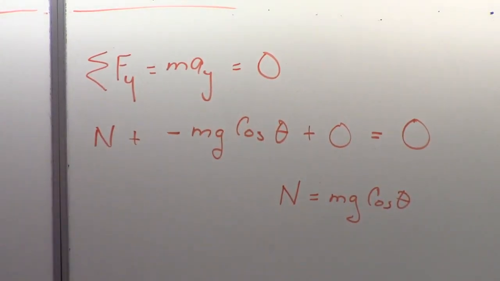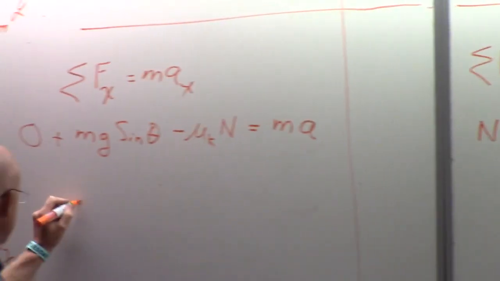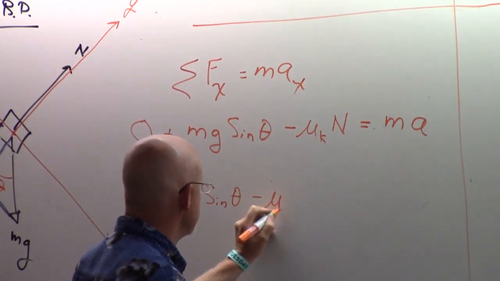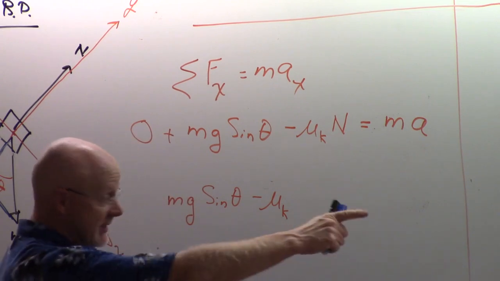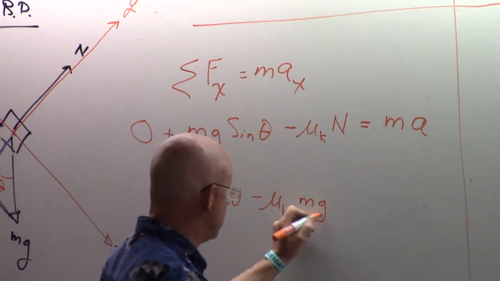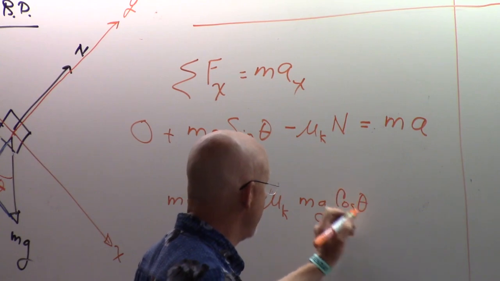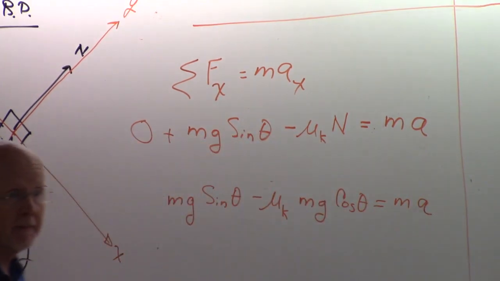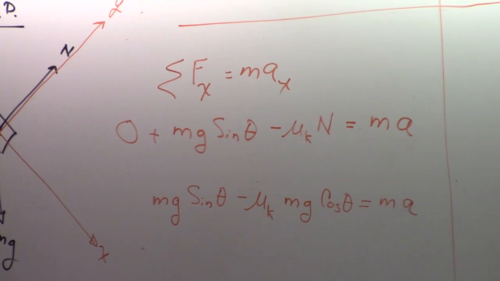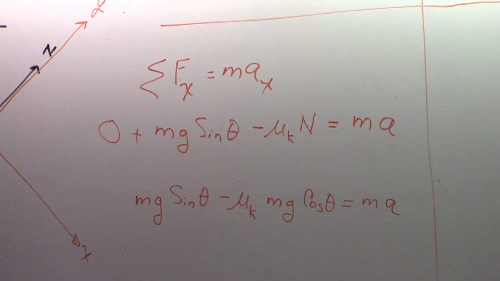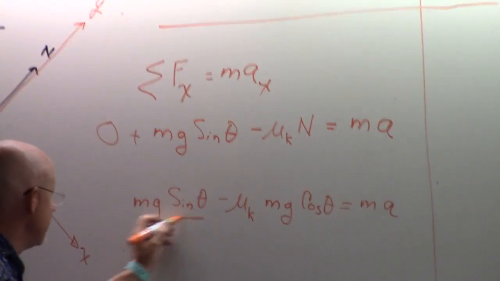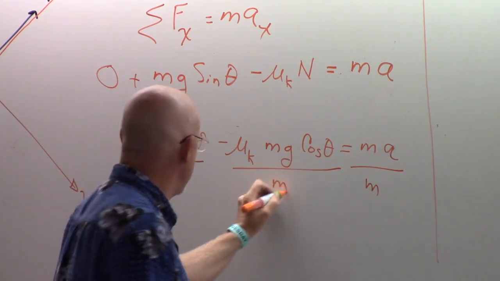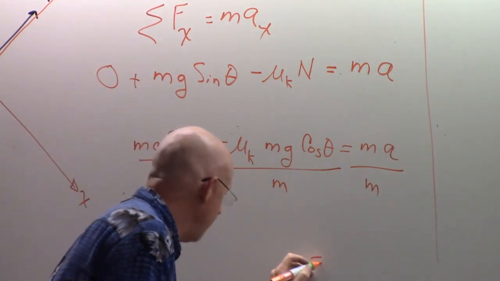And I'm going to put it in here. So this would be mg sine theta minus coefficient of friction times normal force mg cosine theta equals ma. Maybe I should have pointed out, now I'm into step 4, the last step, solve it. So I solve for the a and put it over here. Divide everything by m, and then we're there.